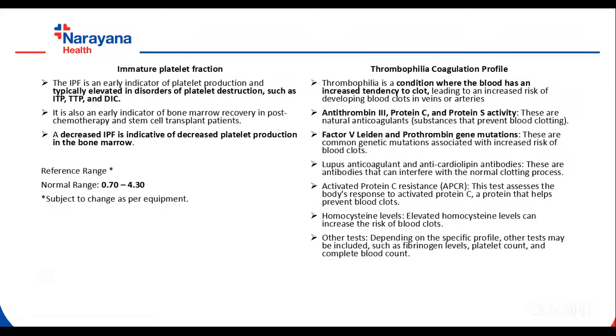Thrombophilia coagulation profile is basically a condition where the blood has an increased tendency to clot, which will lead to increased risk of blood clots in veins and arteries. Antithrombin 3, protein C, and protein S activity are natural anticoagulants which are assessed in the profile. Factor V Leiden and prothrombin gene mutations are common genetic mutations associated with increased risk of blood clots.